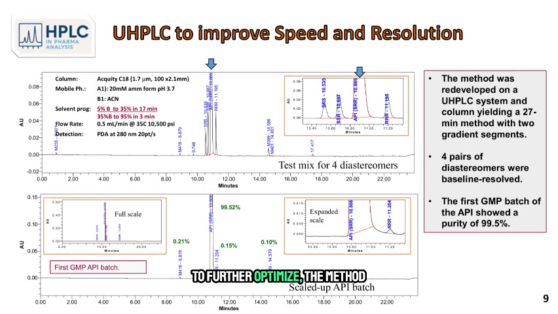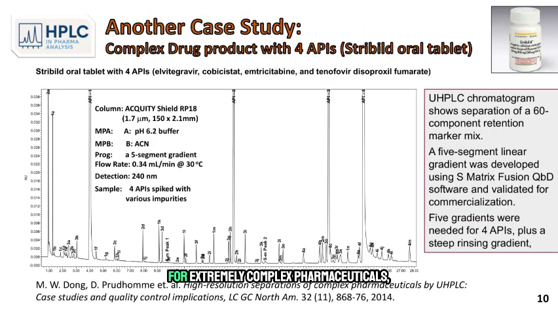To further optimize, the method was redeveloped for UHPLC using a 1.7 micrometer column. This reduced the runtime to 27 minutes while providing baseline resolution for 4 pairs of diastereomers. As a result, the first GMP batch of the API was confirmed to have an impressive purity of 99.5%. For extremely complex pharmaceuticals, such as the oral tablet containing 4 APIs, we use high-resolution UHPLC. This chromatogram shows the separation of a 60-component mixture.